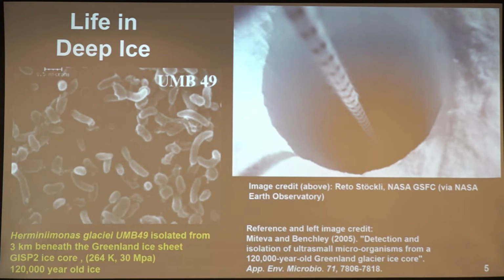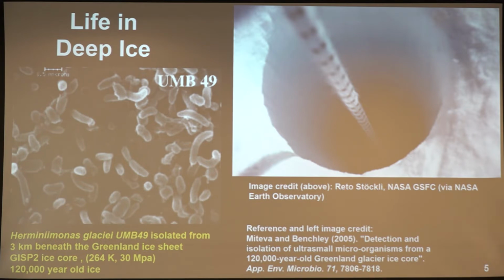When we think about ice going down deep, like deep down into the ocean worlds, is pressure a problem? And it turns out no. You can isolate living bacteria from about 3 kilometers down underneath the Greenland ice sheet. This is part of the GISP-2 ice coring project. They extracted these bugs up.